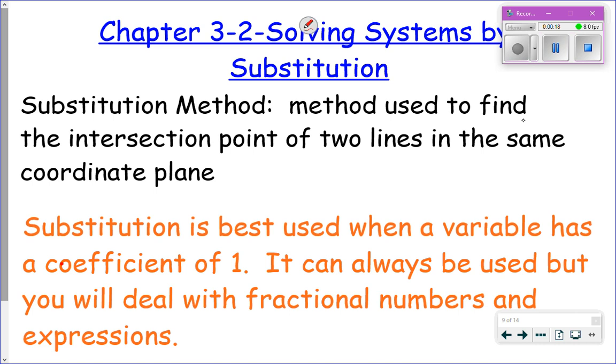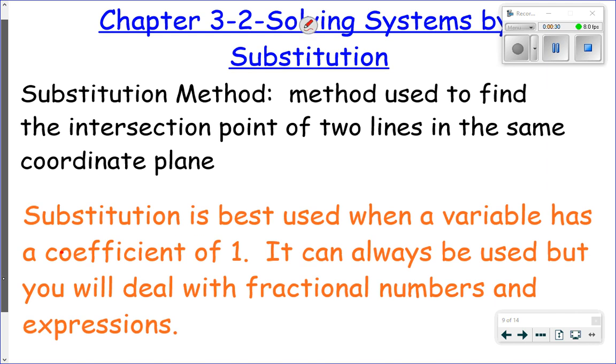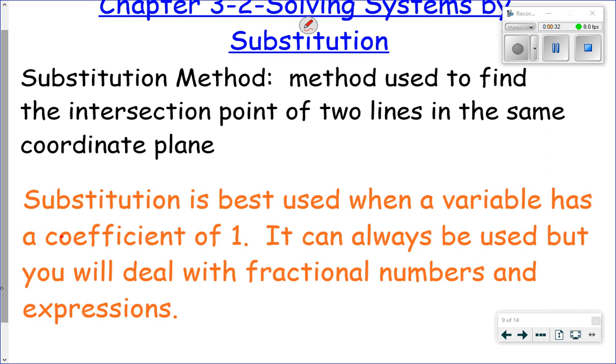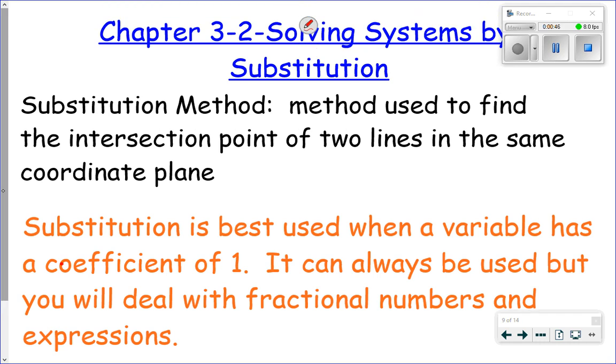So the substitution method is a method used to find the intersection point of two lines in the same coordinate plane. That's the same definition as elimination. The instances where you use substitution are a little bit different. Substitution is best used when a variable has a coefficient of 1. So if there's a 1 in front of the x or the y, just any of the four of them, it can be used. It can be used in other situations as well, but it's not really ideal. So you don't need to write any of that slide down.